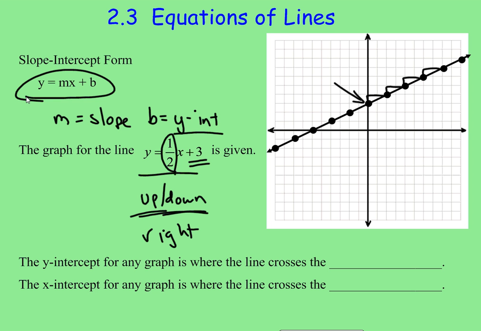So y-intercept for any graph is going to be where the line crosses the y-axis. And the x-intercept, as you can probably guess, is wherever it crosses the x-axis. So another thing to put with that, the y-axis, this is where x equals 0. This is where y equals 0.